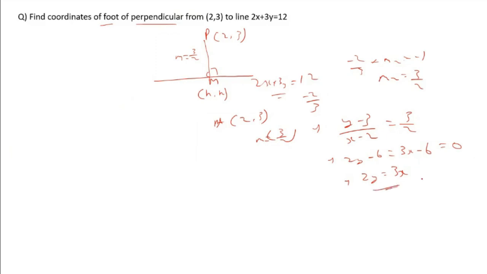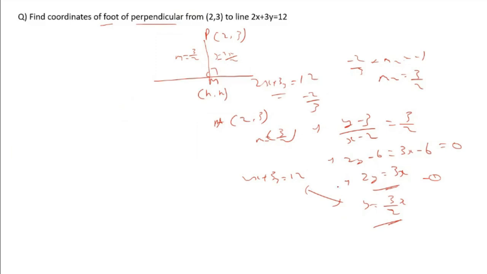After this point you're basically done, because now you have the equation of this line, which is 2y equal to 3x, or if you want to be really technical about it, y equal to 3x by 2. So this is y equal to 3x by 2, and this line was 2x plus 3y equal to 12. You can solve these two lines and get this point, right? Wherever these two lines meet, the point can be obtained by just solving these two lines.